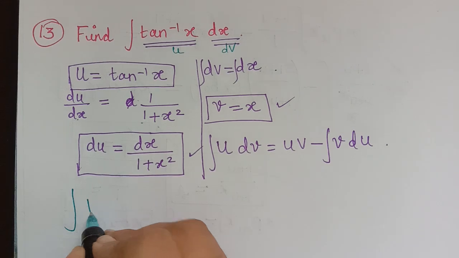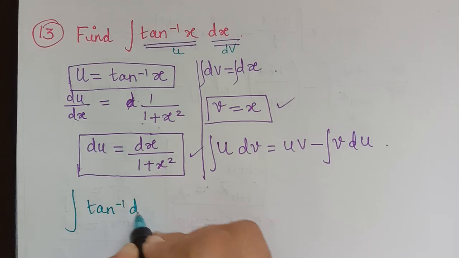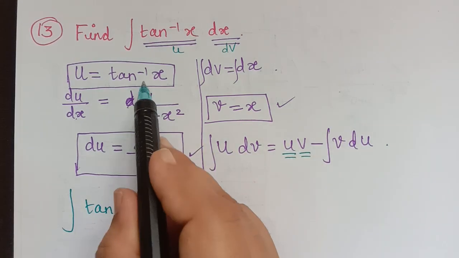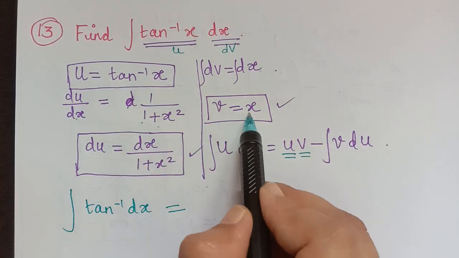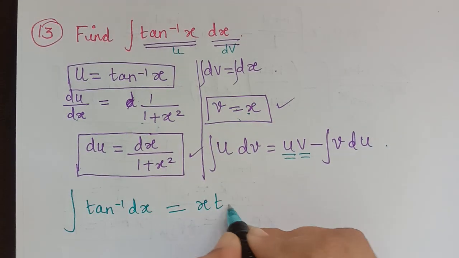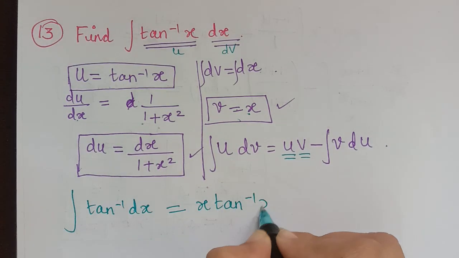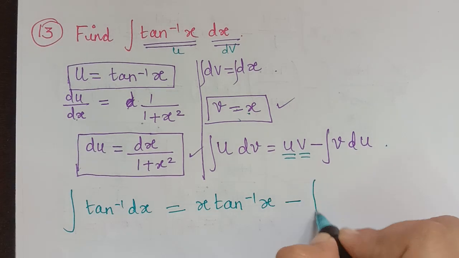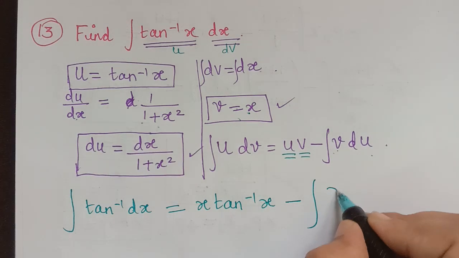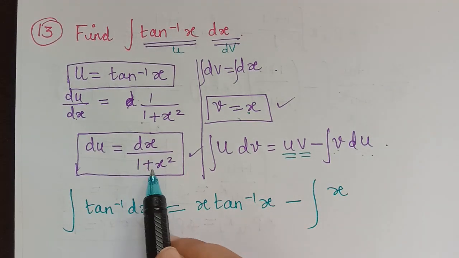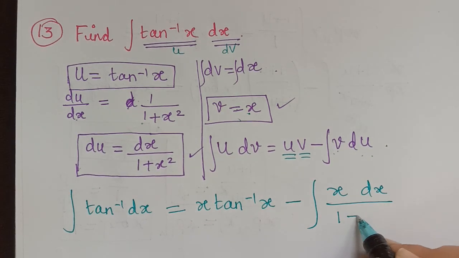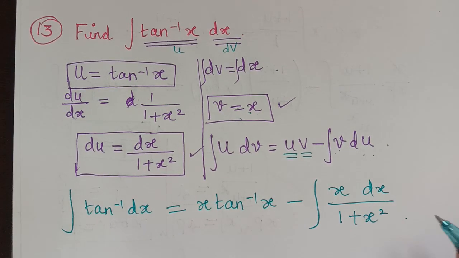So integral tan inverse of x dx is equal to uv. What is u? u is tan inverse of x and v is x. So let us multiply these two. I can also write x tan inverse of x, because it's multiplication, minus integral v du. What is v? v is x, and du is dx by 1 plus x squared. So let us make that substitution here, divided by 1 plus x square.